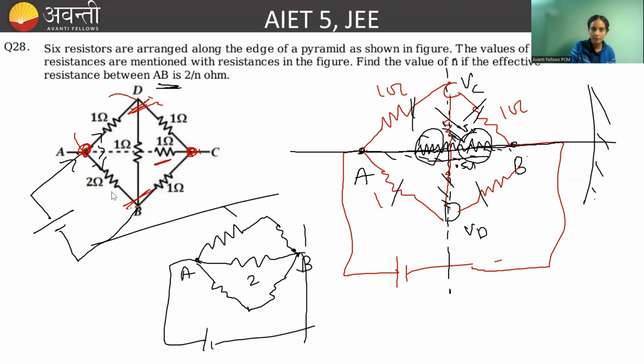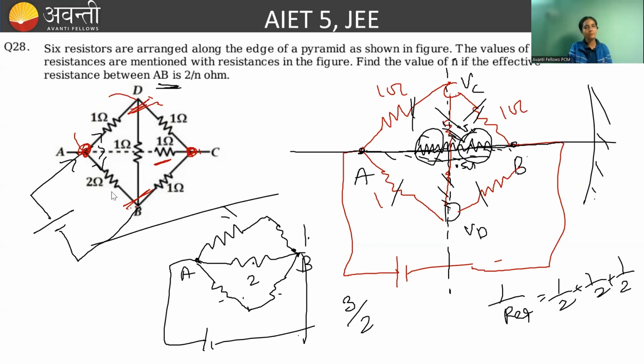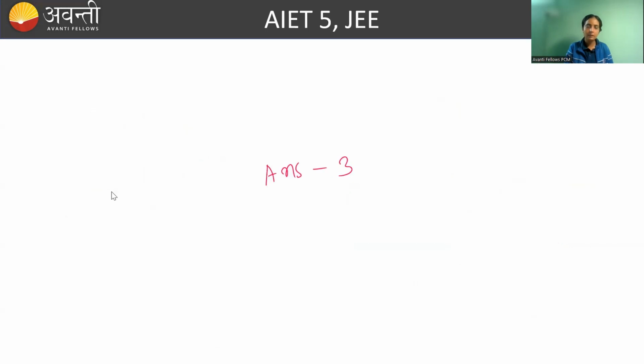Now the battery is here, and now it's easy. 1, 1 is 2; this is 2; 1, 1 is 2. So 2, 2, 2, all in parallel. What will be the answer? 3 by 2. They're in parallel, right? 1 by R equivalent equals 1 by 2 plus 1 by 2 plus 1 by 2, which is 3 by 2. So R equivalent is 2 by 3. Answer is 2 by 3. So this is 2 by N ohm, 2 by 3. So N is equal to how much? 3. Correct answer 3. Okay.